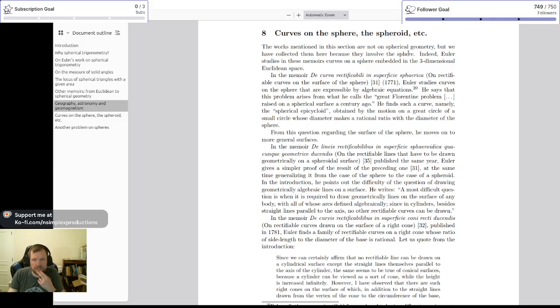Okay, works mentioned in this section are not on spherical geometry, but we have collected them here because they involve the sphere, curves on the sphere, spheroid, etc. Indeed, Euler studies in these memoirs curves on a sphere embedded in the three-dimensional Euclidean space.